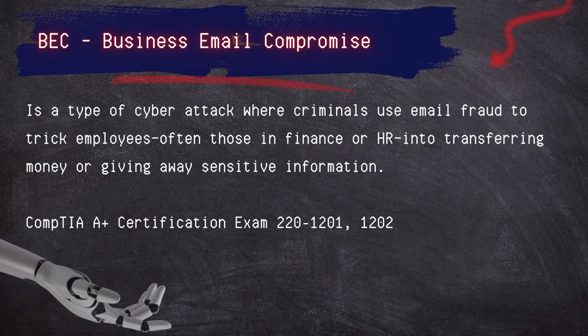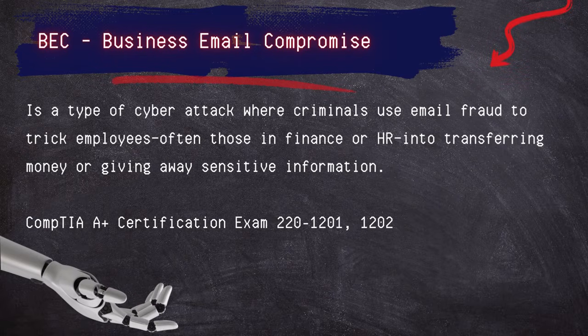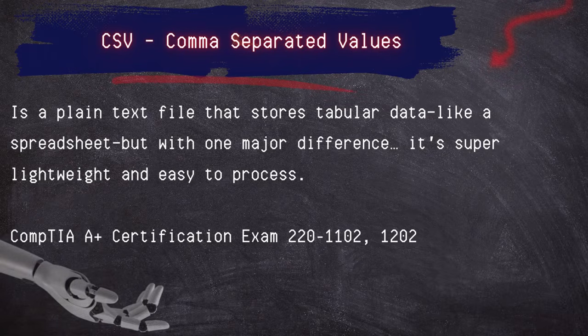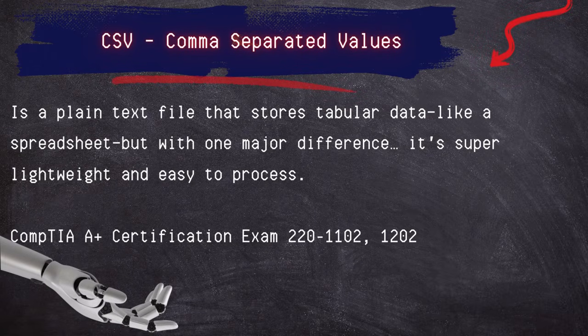BEC, Business Email Compromise. It is a type of cyber attack where criminals use email fraud to trick employees, often those in finance or HR, into transferring money or giving away sensitive information. CSV, comma separated values. Now, a CSV file is a plain text file that stores tabular data like a spreadsheet, but with one major difference. It's super lightweight and easy to process.